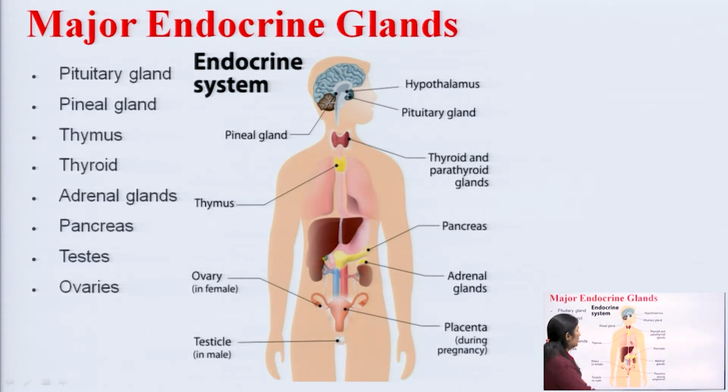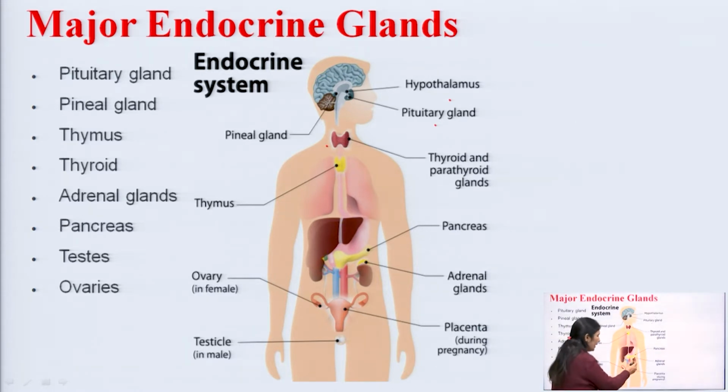So, these are the major endocrine glands which are present in our body. Starting with the brain, we have the hypothalamus, pituitary gland and pineal gland. Then we have the thyroid gland in the neck region anterior to the trachea. Then we have the pancreas that secretes insulin and glucagon.